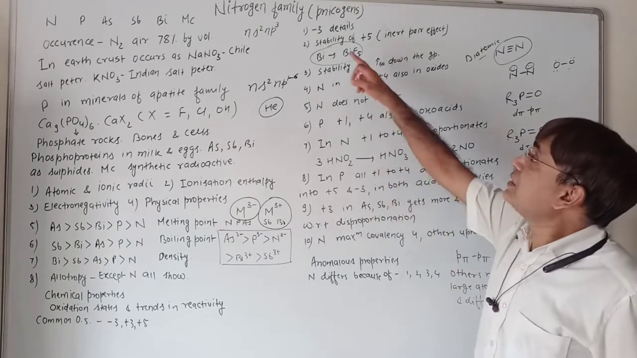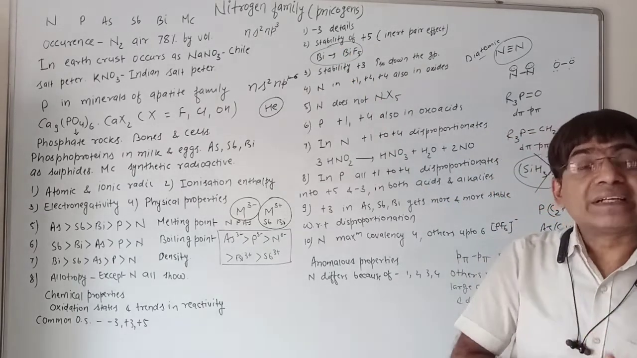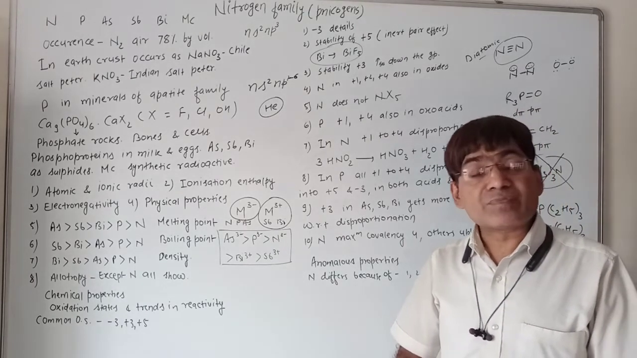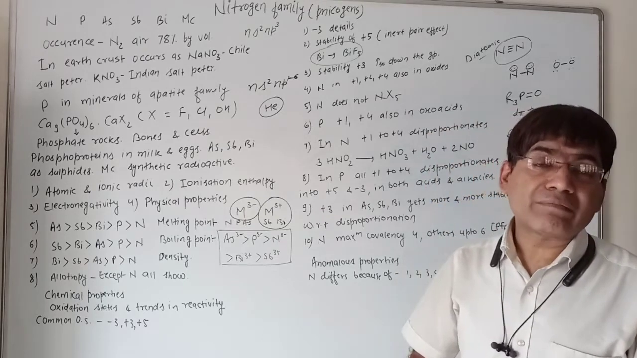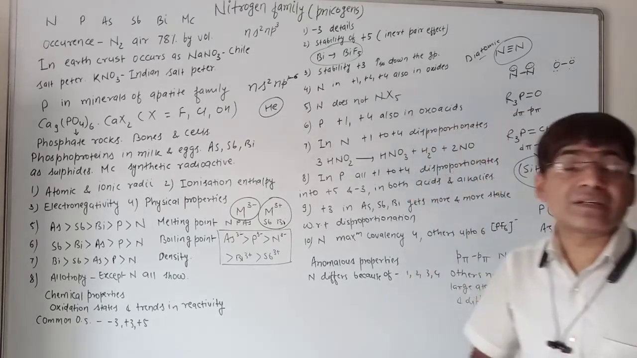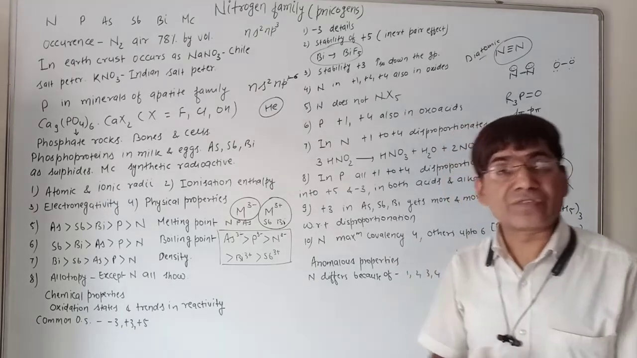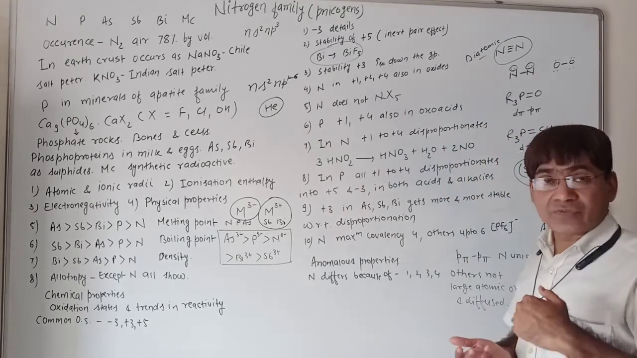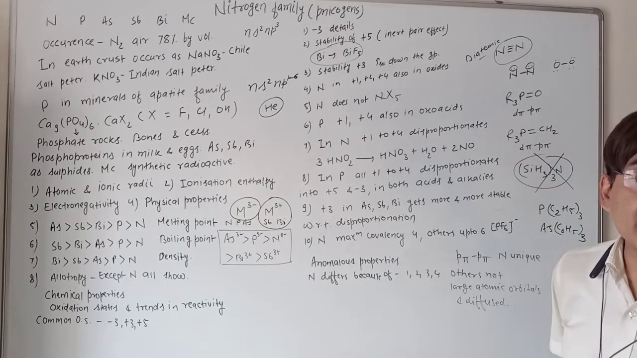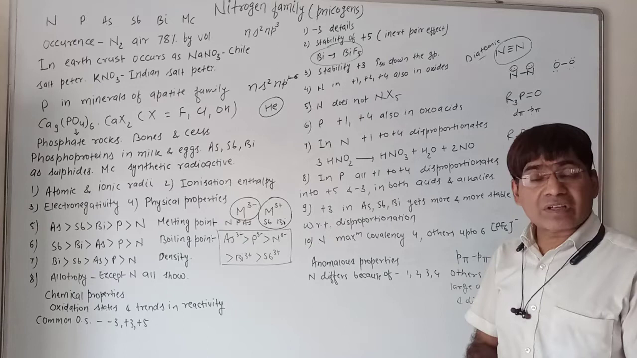Fine. So what happens with the -3 oxidation state? As we are moving down the group, the tendency to show -3 oxidation state decreases. Bismuth hardly exists in that -3 oxidation state. Okay. Bismuth exists in -3 oxidation state rarely. The reason we have studied already: as we are moving down the group, metallic character or the electropositive character increases. Clear?